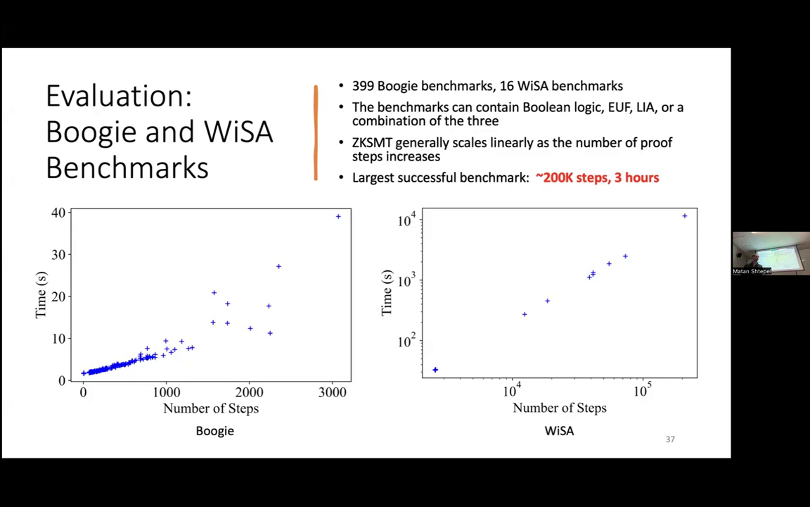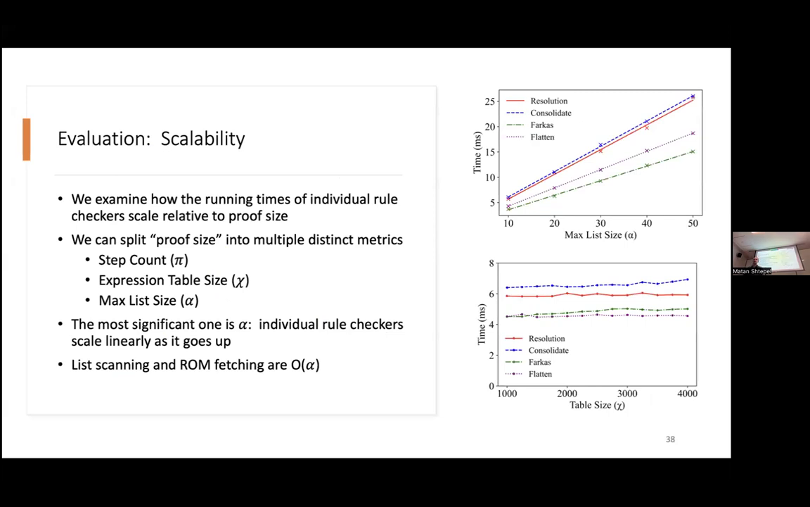Sorry. Okay, was there a follow-up question? No. So that covers the main part of our evaluation. For the second part of our evaluation, we looked at how the running times of individual rule checkers within ZKSMT scale relative to the size of a proof.